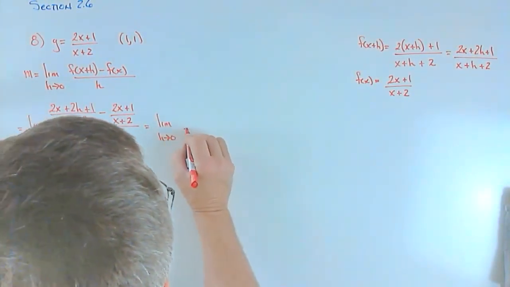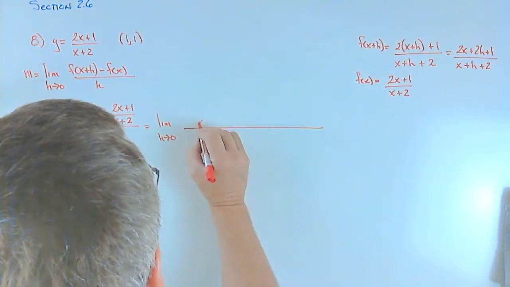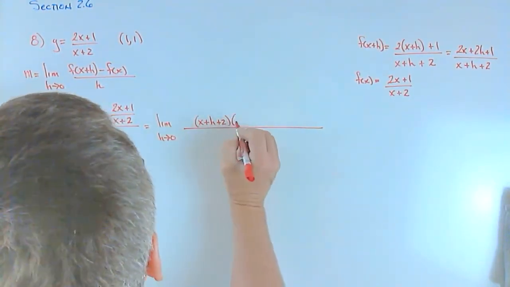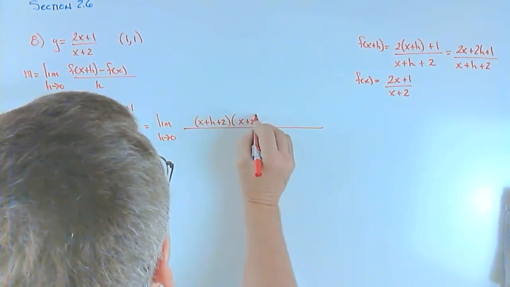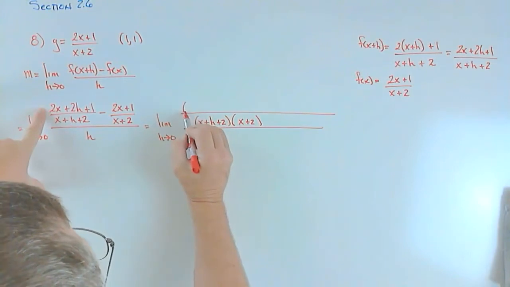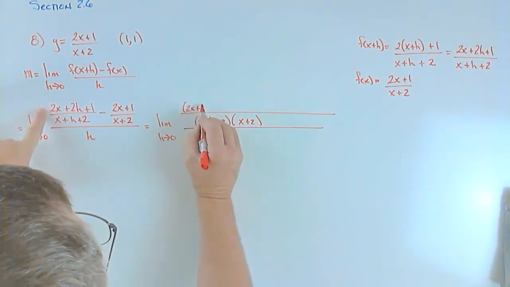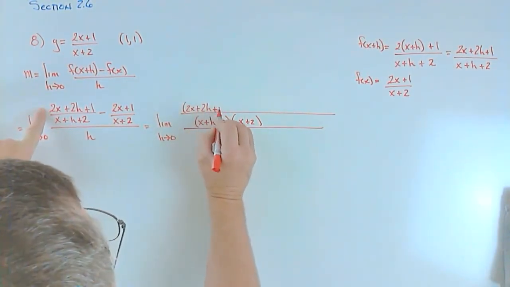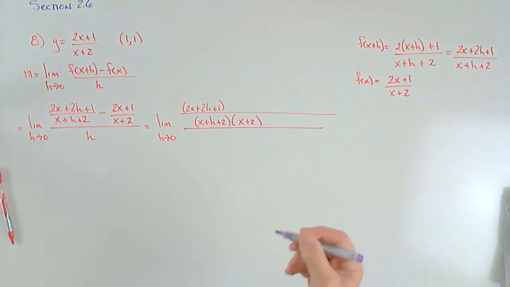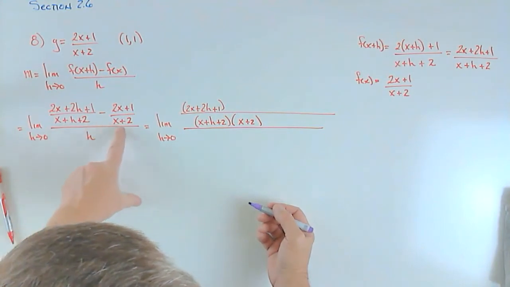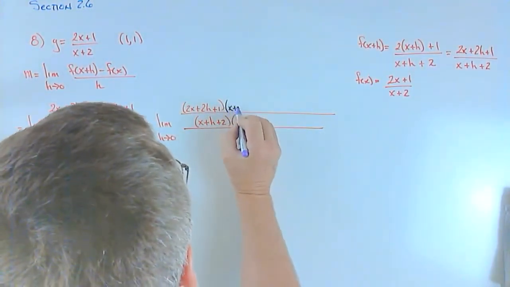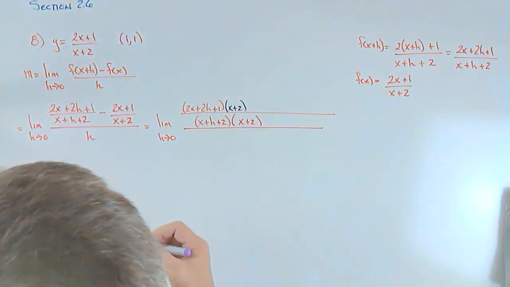So our common denominator is going to be x plus h plus 2 times x plus 2. Here, we already have 2x plus 2h plus 1. But we're missing in this denominator an x plus 2. We've added it in the denominator, so we're going to have to multiply it by it in the numerator.